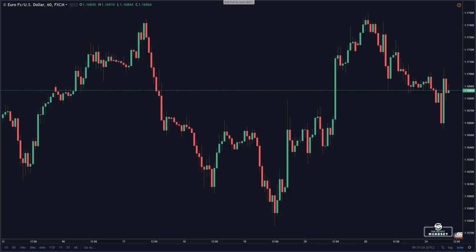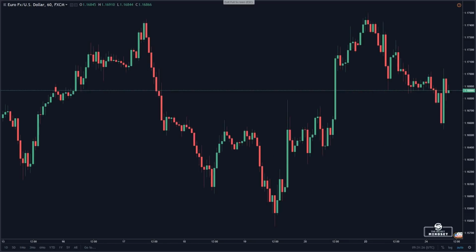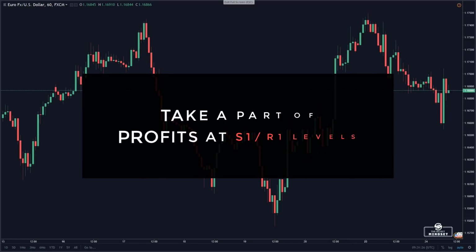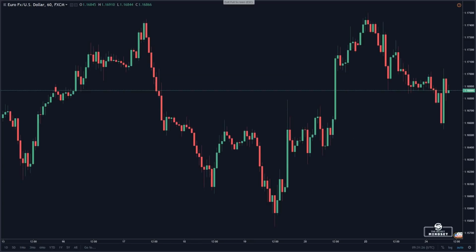You will be tempted to take trades in other areas of the chart, but my advice is to be disciplined and enter the market at the central pivot point. Take a part of your profits at S1 or R1 levels and leave the trade run to its full potential by moving your stop loss to break even.